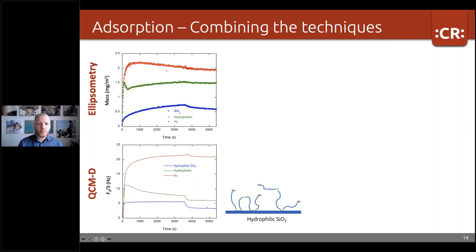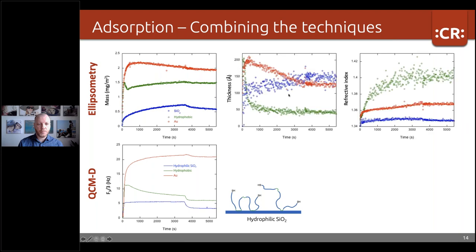So the green line in both graphs is a hydrophobic surface. That's a hydrophobically modified silica surface where we have a C8 carbon chain on our surface. And then we can see in both ellipsometry and QCMD that we get a higher adsorption of mucin. And the red line is gold, which gives you even higher adsorbed amounts in both instruments.